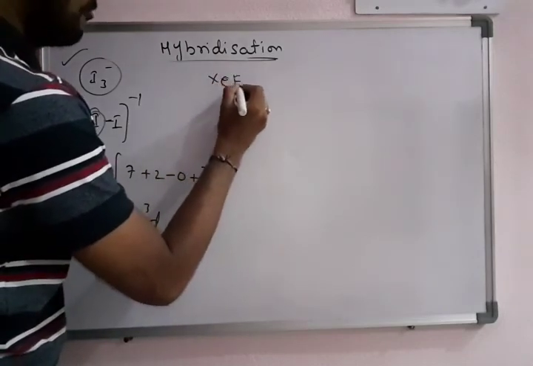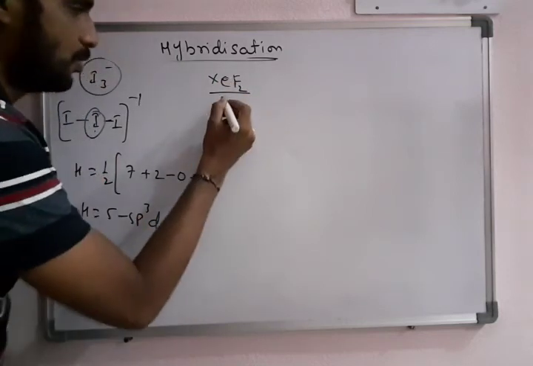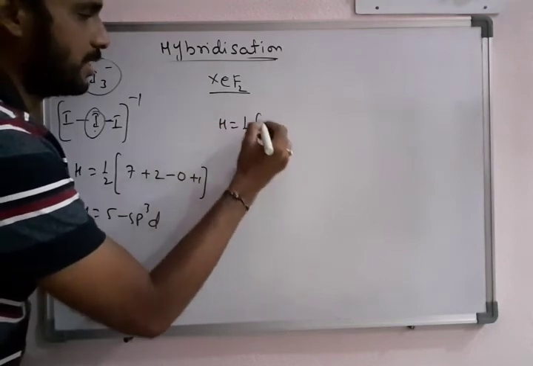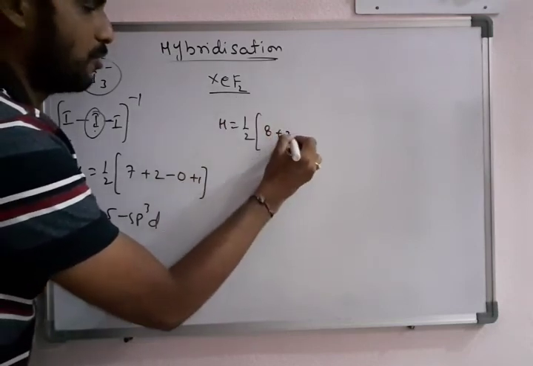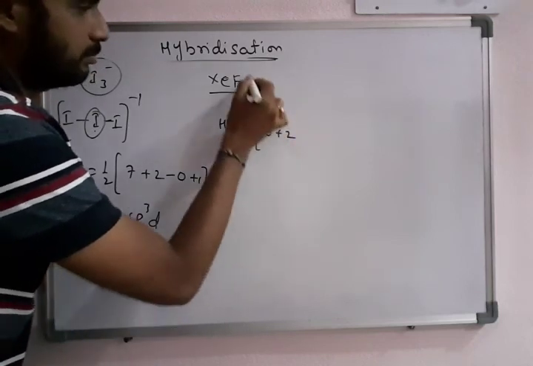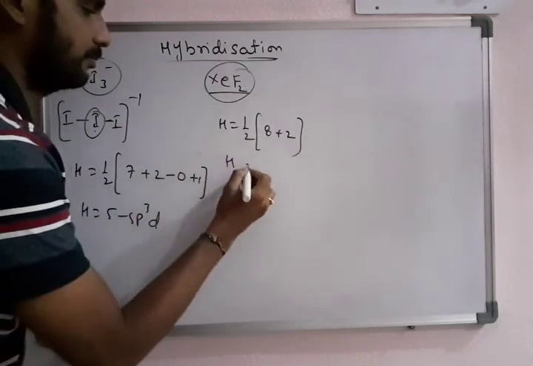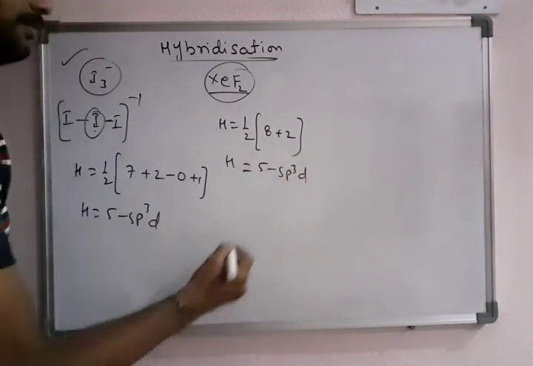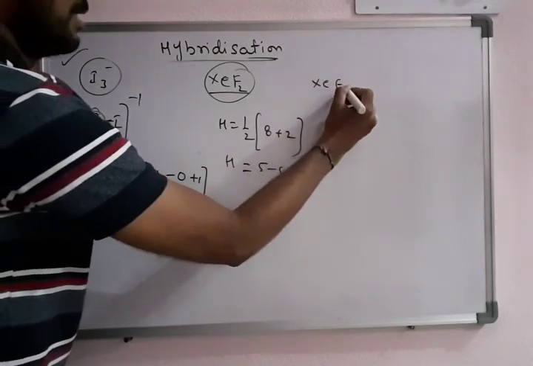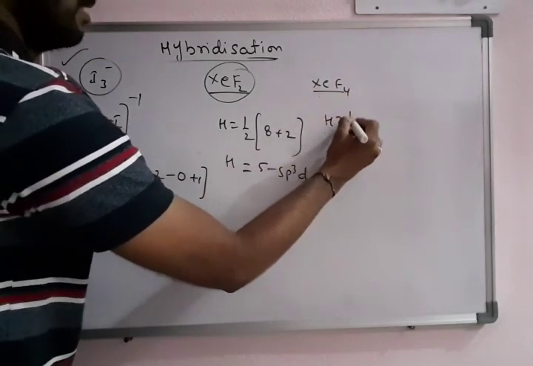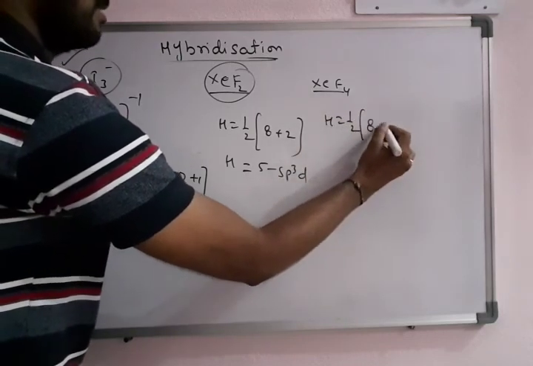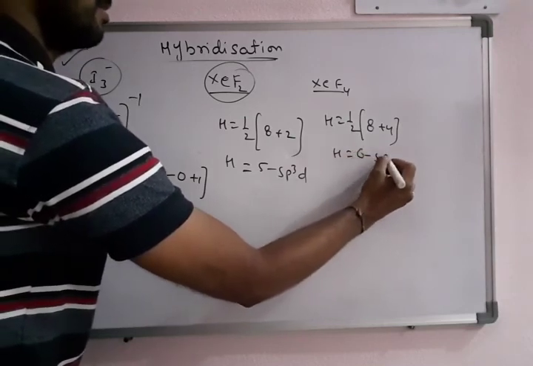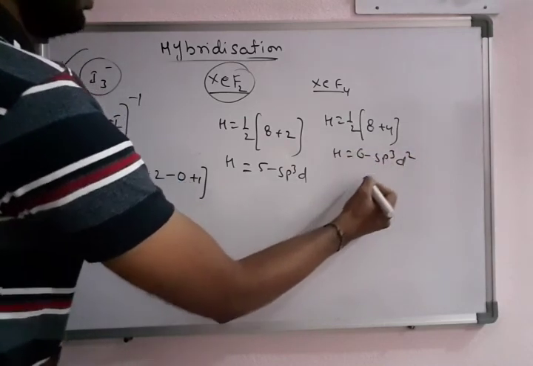Next, see XeF2. The central atom is xenon. What are the valence electrons in xenon? 8 electrons. Now 2 monovalent atoms, and there is no charge on them. This is 5. It also has sp3d hybridization. Let's see the other compound, XeF4. The central atom xenon has 8, 4. That is 6, sp3d2.